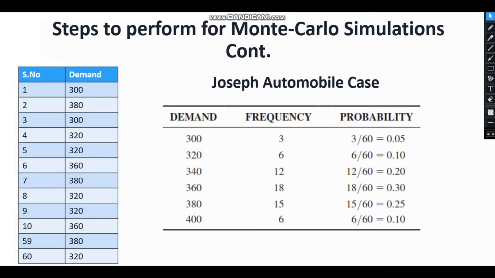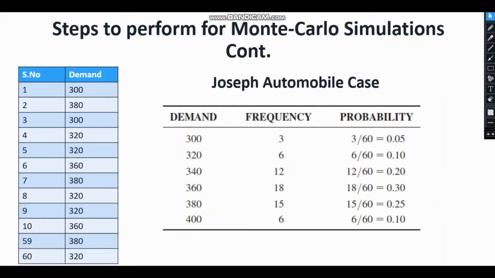Past 60 months demand, 1 to 60. 300 demand came 3 times, 320 demand came 6 times, and 340 demand appeared 12 times. I mean the frequency of these demands, so it has varied from 300 to 400 these many times in the past 60 months. So how do you calculate the probability? It's very simple. We take the overall frequency, the overall observations. Total observation is 60. So what is the total frequency of 300? 300 is 3, so divided by 60.